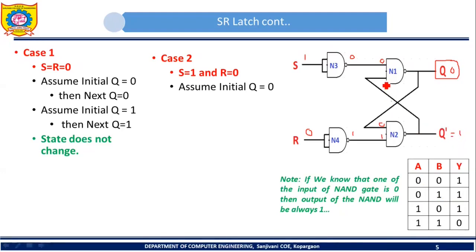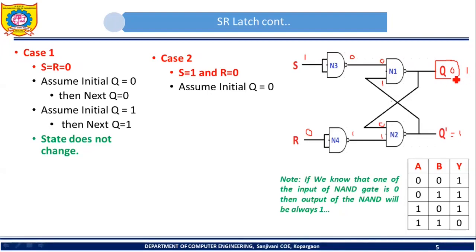Yes, so this 1 will become input to N1, right? What are the inputs to N1? One input is 0, the other input is 1. So what will be the output of this N1? The output of this N1 will be 1, right? So the new value of Q will be 1, right?